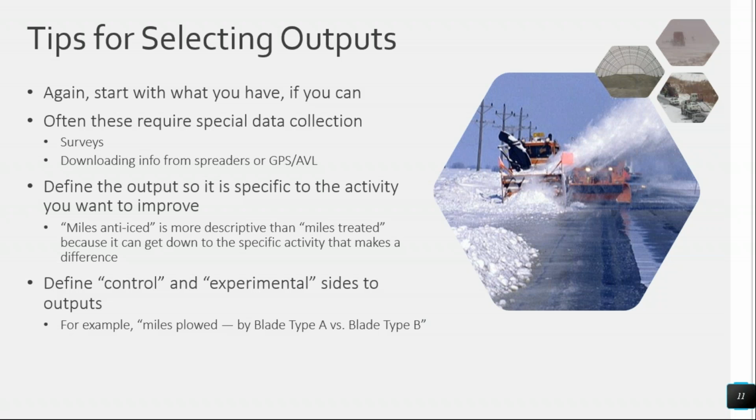So getting them as specific as you can helps, because it really helps you hone in on what was the difference that really did the trick. So miles anti-iced is more descriptive than miles treated, because you're getting down to, did they anti-ice or did they not? And if there is a difference between the people who had anti-iced and not, then you can be relatively certain that the anti-icing part of that equation is what made the difference.